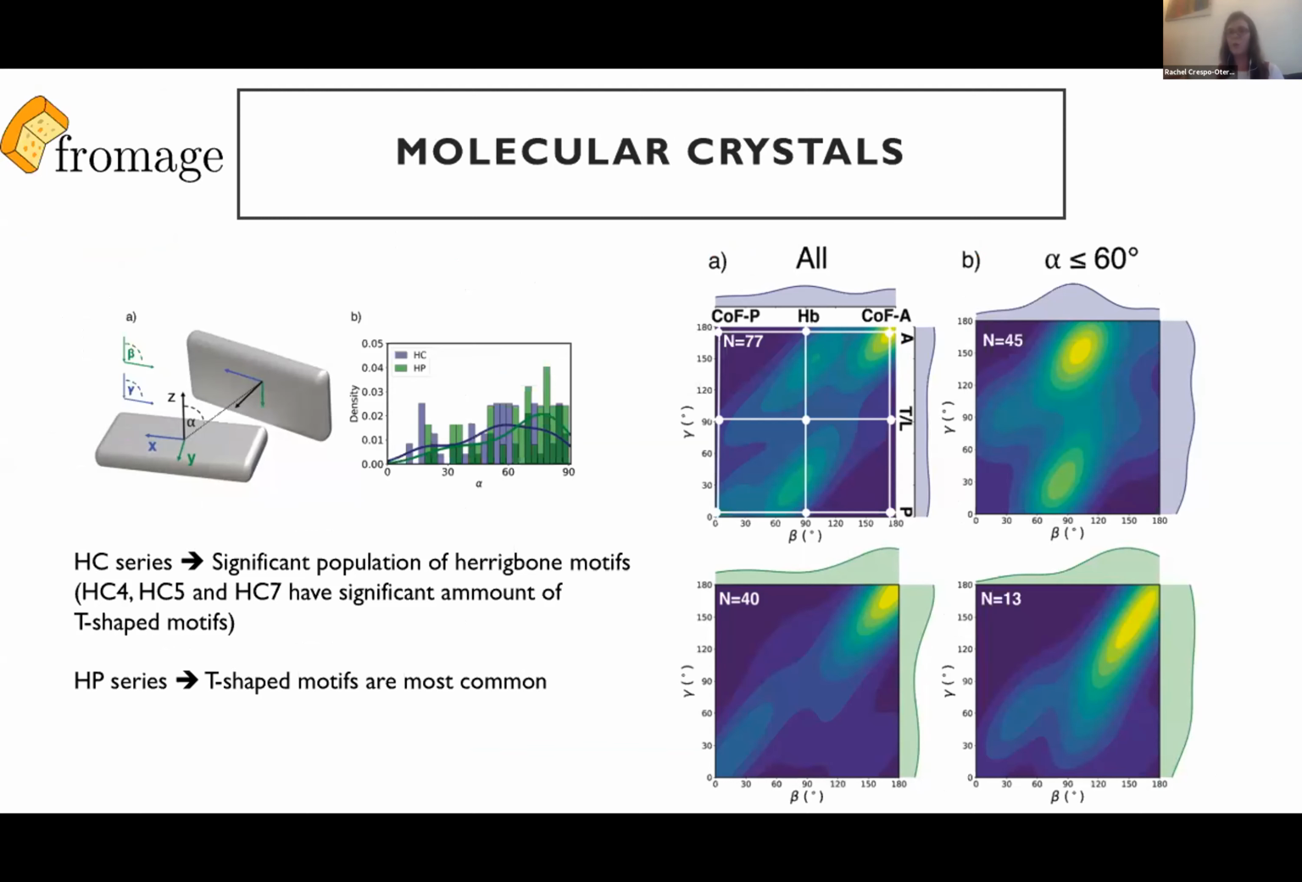What happens when we are talking about the molecular crystals? When we analyzed the molecular crystals, first we took a look at the structure of the crystal and tried to figure out whether some particular motif was more likely in one kind of molecule or the other. And we saw that for the AC series, we have a large population of herringbone motif. However, in the case of the systems that are not emissive in the solid state, that are HC4, HC5, and HC7, we have a significant amount of T-shaped motif. And these motifs are very common in the HP series. So we cannot really say anything conclusive just looking at the three-dimensional structure.